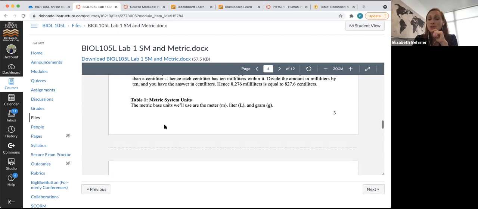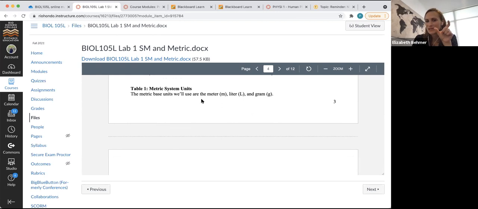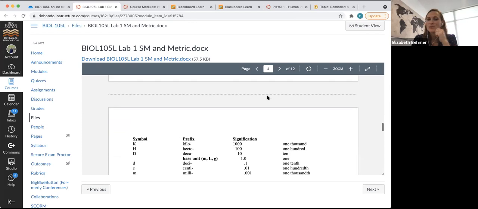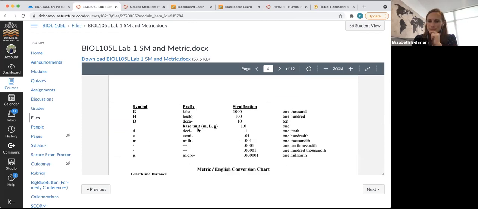but the table below is going to show you the basic units that we'll use: meter, liter. So the meter is the measurement for length. A liter is a measurement for volume, and a gram is a measurement for weight. So this gives you the base unit shown here, and then the symbol and the prefix are shown above and below it.